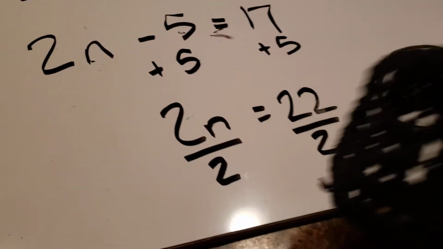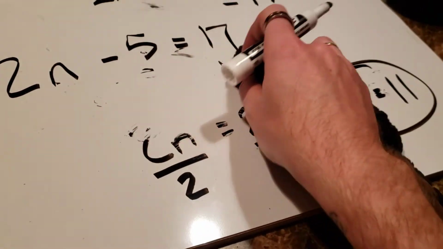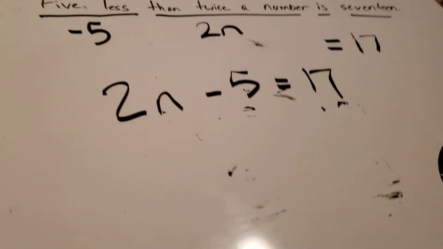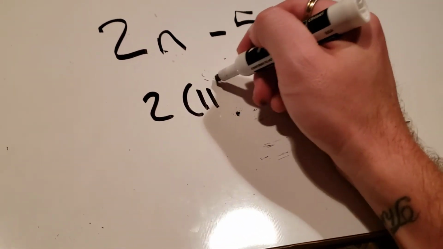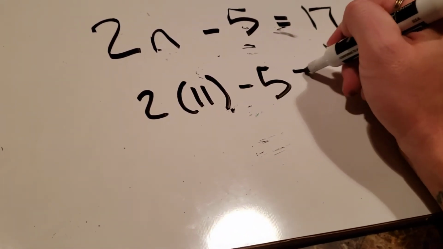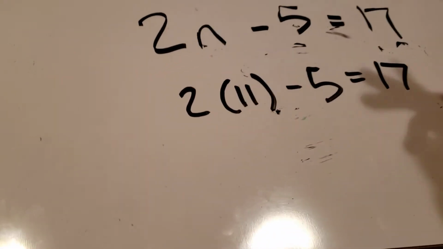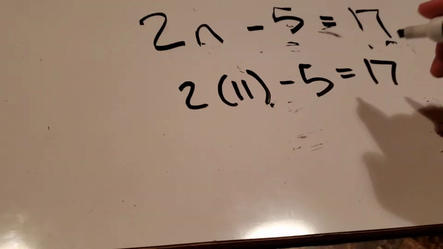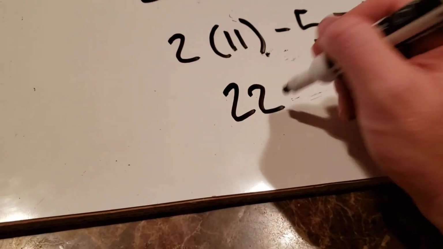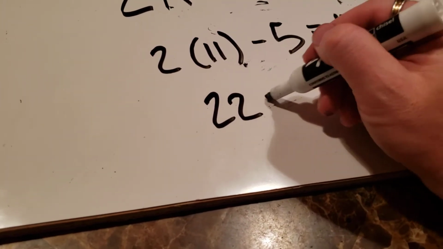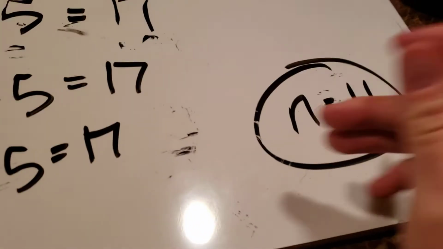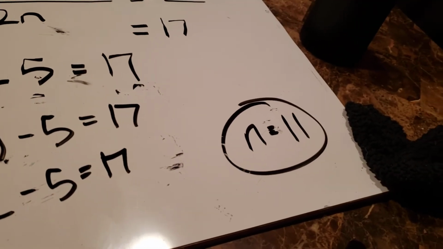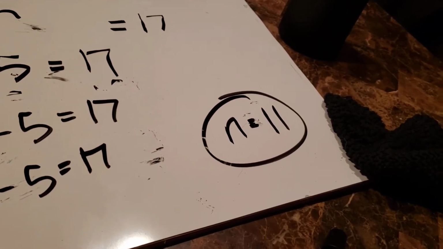So let's plug that back in to the original equation. Great thing about algebra, you've always got to check. If n is really 11, then 2 times 11 minus 5 should equal 17. So now we follow regular order of operations. 2 times 11 is 22. We saw that number earlier, so that's a good sign. Minus 5, 22 minus 5 does equal 17. So we know that n equals 11 is the correct choice.